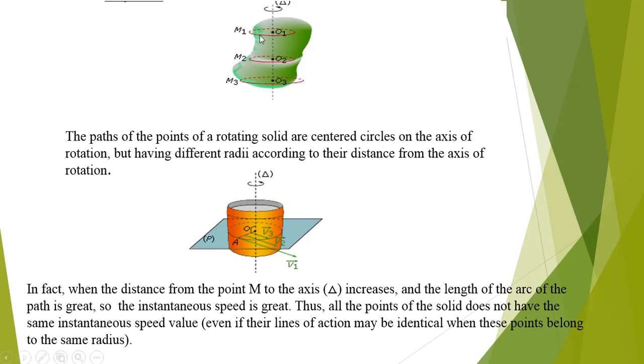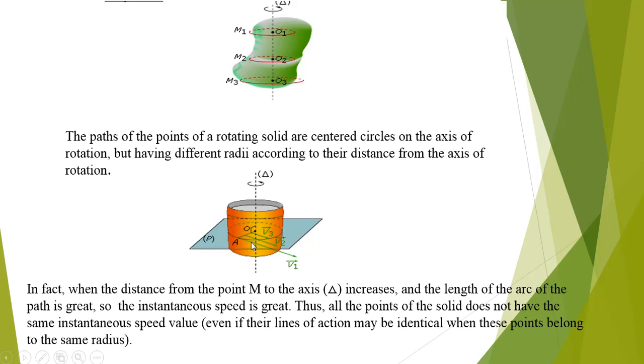The three circles have their centers, for example O1, O2 and O3, located on the axis of rotation delta, while the radius relative to M1 is different from the radius relative to M2 and different from the radius relative to M3.